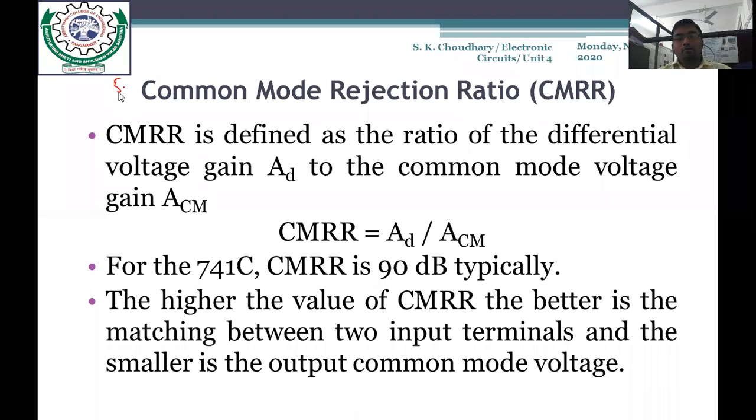The higher the value of CMRR, the better is the matching between the two input terminals of the op-amp. It also means the output common mode voltage is smaller. So it is required that the value of CMRR should be very high. For an ideal op-amp, it is nearly infinity.